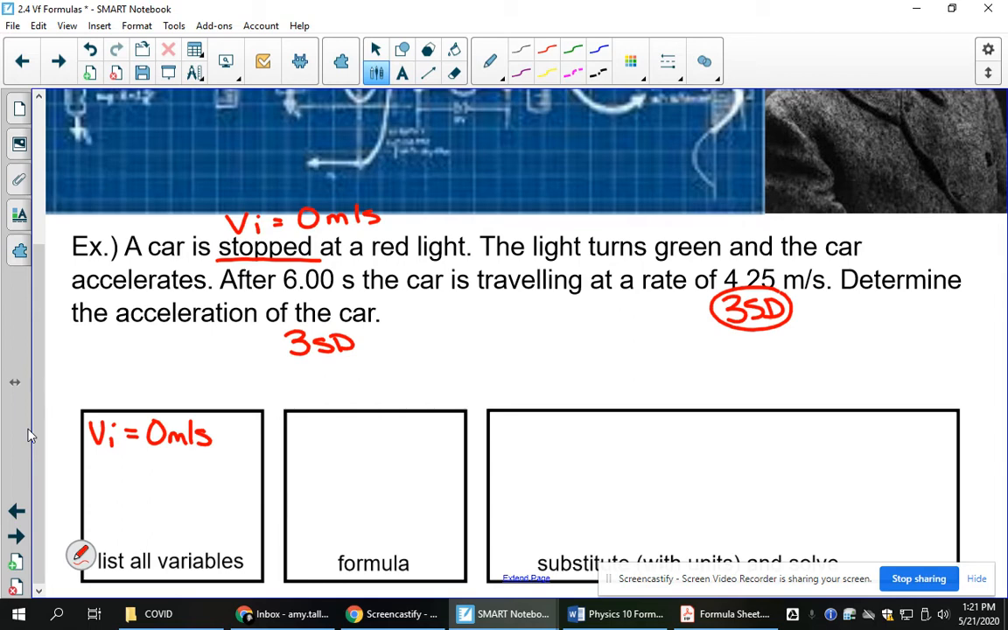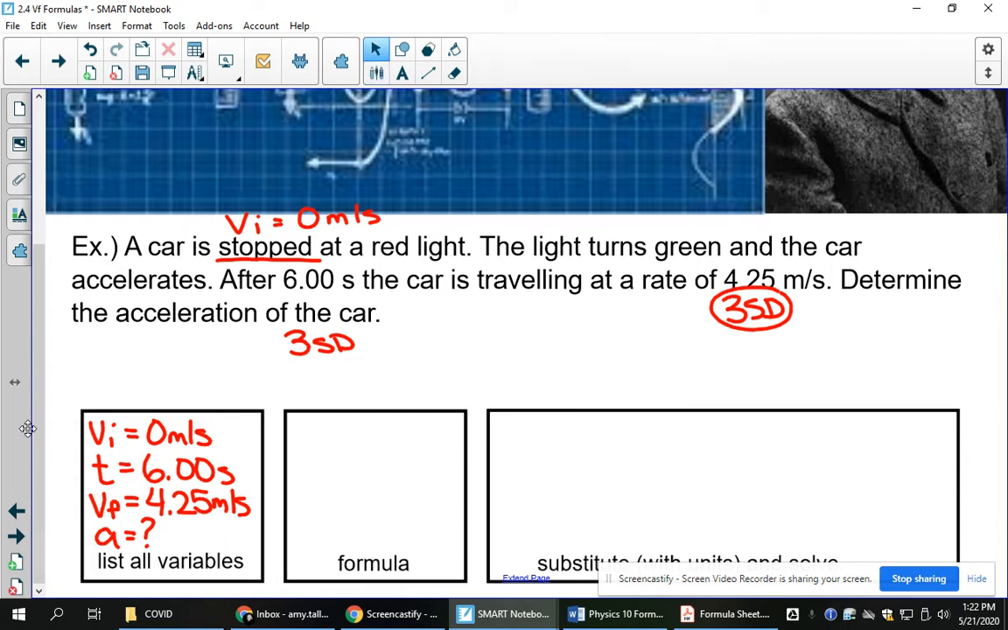It doesn't factor into sig digs. 0 is just 0. So initially they're going 0. A time of 6 seconds has elapsed, and they end up with a final speed of 4.25 meters per second. And the question is asking us what acceleration is.